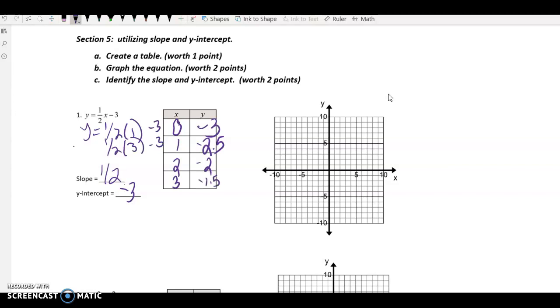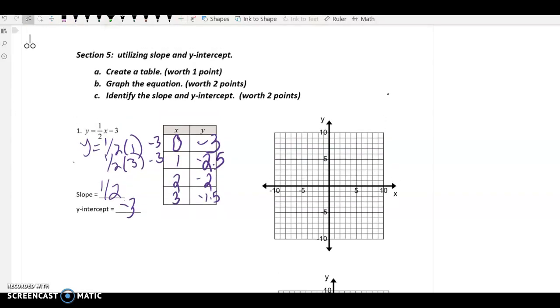Now, remember, at the time, we also talked about how you could clear a fraction. Since this bottom number is 2, some students may have chosen different points for their x values. Some students may have chosen numbers like 0, 2, and 4 because those are all multiples of 2. By doing that, you're actually clearing the fraction and you don't have to worry about these fractions or decimals. So if you use 0, 0 times 1 half is 0. 0 minus 3, your y value would be -3.